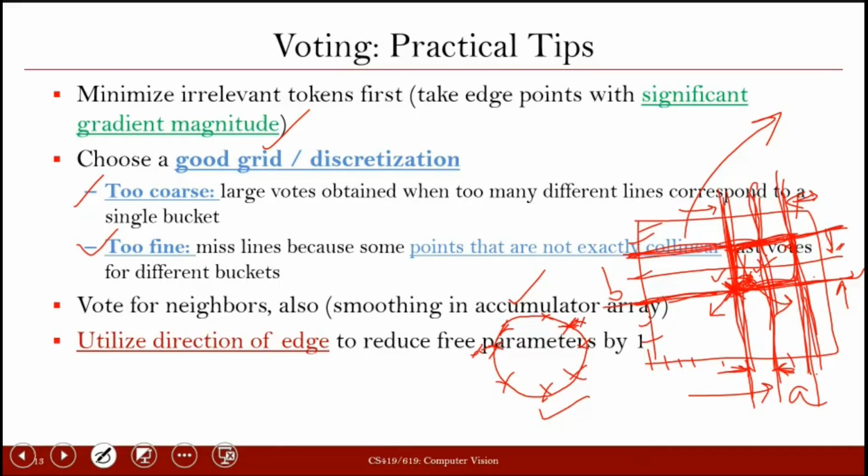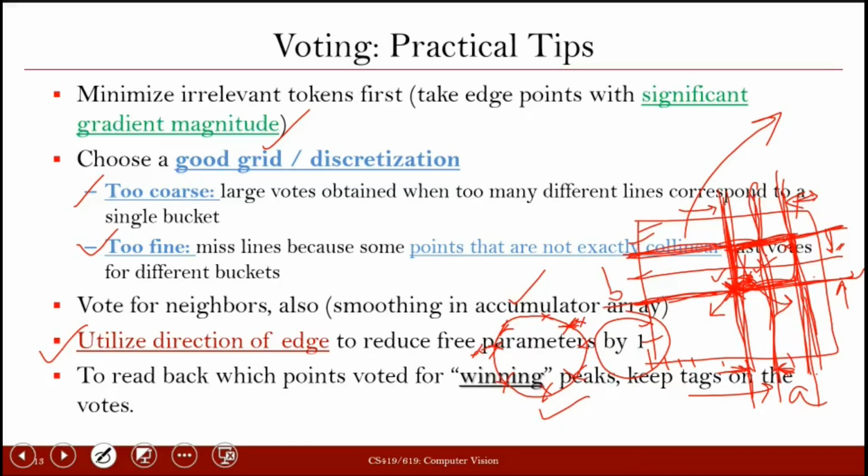And as we have seen already, we can utilize the direction of the edge to reduce the free parameters by 1. If you are using the direction, in the case of line we have seen, in the case of edge also we have seen, and in the case of circle also we have seen, the number of parameters gets reduced. Right? The number of free parameters that we need to search gets reduced. Okay.